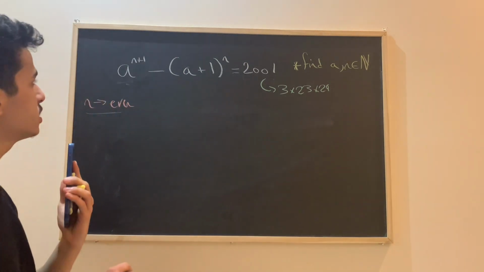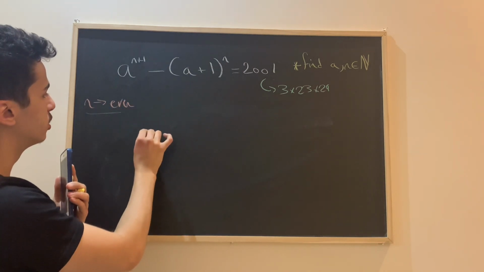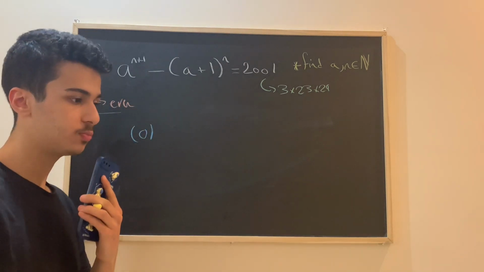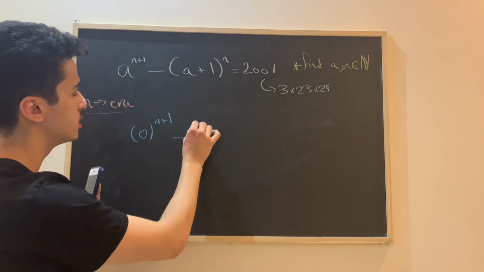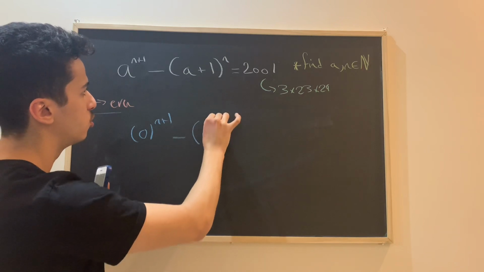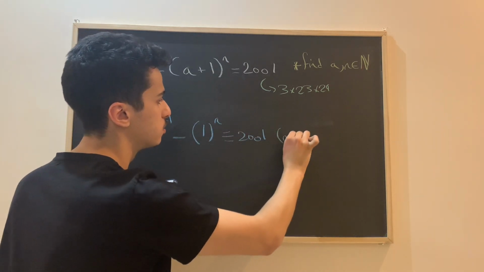So let's take modulus a this time. A is congruent to 0 modulus itself because it divides itself. A to the power of n plus 1 minus, this will be 0 plus 1, that's 1, to the n, that's congruent to 2001 modulus a.